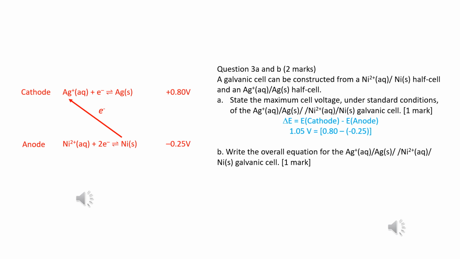To cancel electrons, we must multiply the cathode equation by 2. Then, the equations of the cathode and anode are added, and we get the final answer of part b.